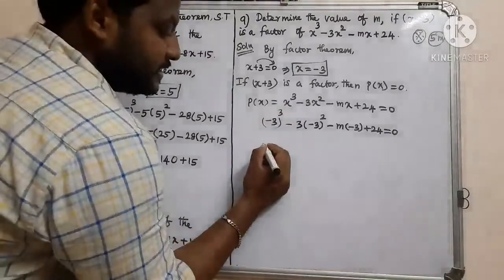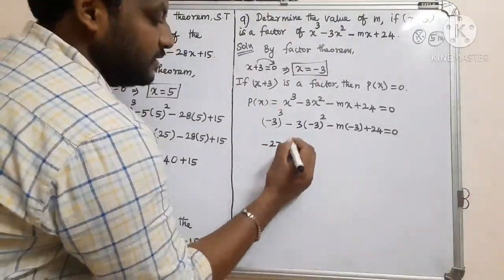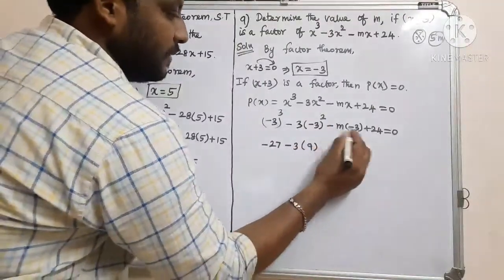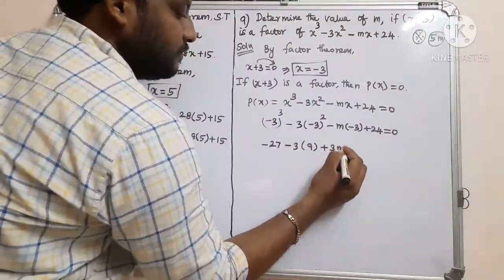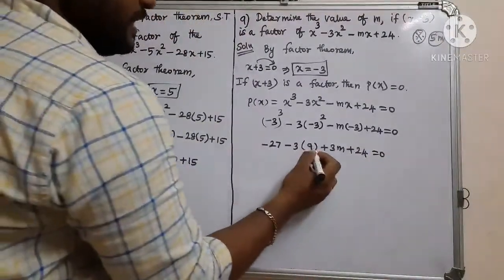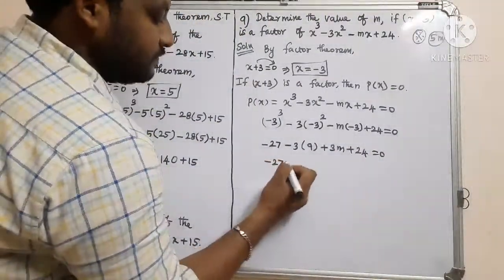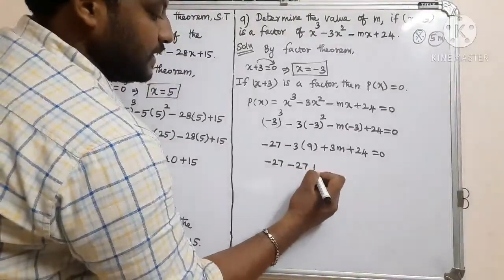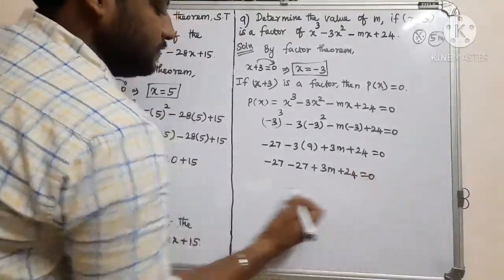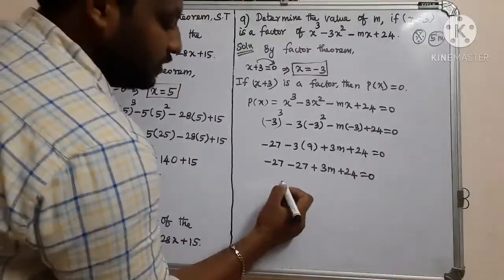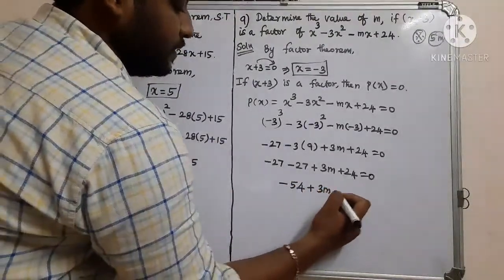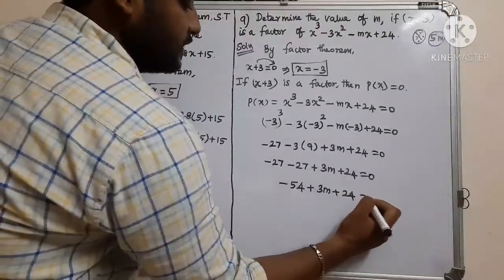So minus 3 cube means that is minus 27. Minus 3 into minus 3 square is 9. Minus 9 into 3m plus 24 is equal to 0. So 9 3s are 27. So minus 27 plus 3m plus 24 is equal to 0. So minus 27 that is equal to minus 54 plus 3m plus 24 is equal to 0.